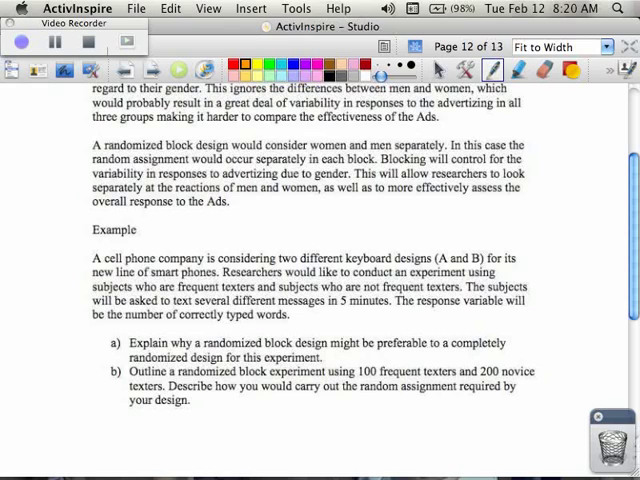So what you're doing is you're eliminating just the gender piece. So that's what blocking does. It eliminates one of the pieces of variability. I think that's about it.